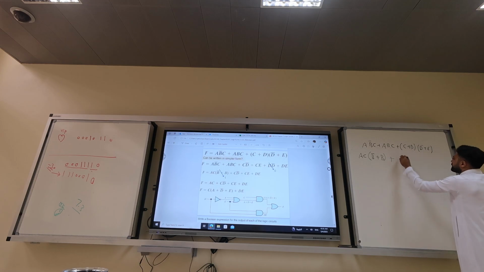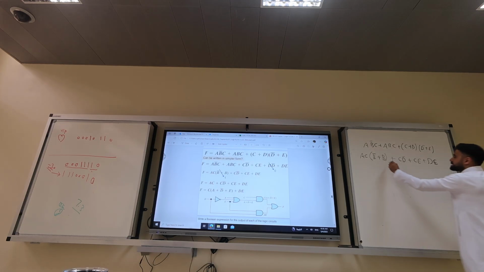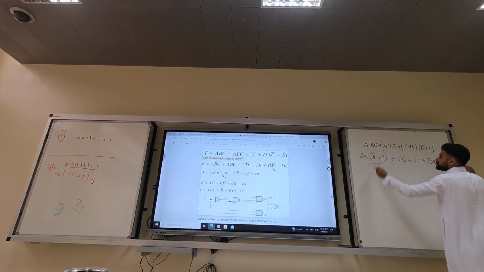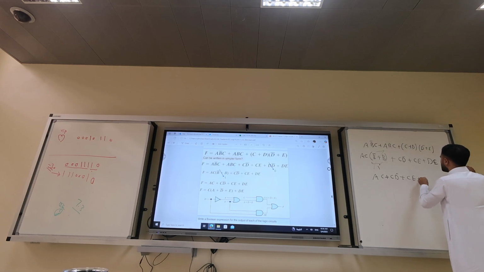So C and D prime plus CE plus D ANDed with D prime, always 0, so ignore it. D ANDed with E, not DC, E. What is this? 1, so ignore it. So the final answer is AC plus CD prime plus CE plus DE.